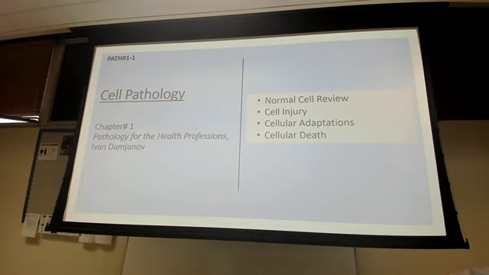So we'll talk about the normal cell, how cells get injured, and when there's some type of stressor to them, how our cells adapt, and then how cells die, right? Cells are going to die. We want them to die. They shouldn't live forever, but sometimes when they die too soon, that's a bad thing, right? So we'll talk about that towards the end.